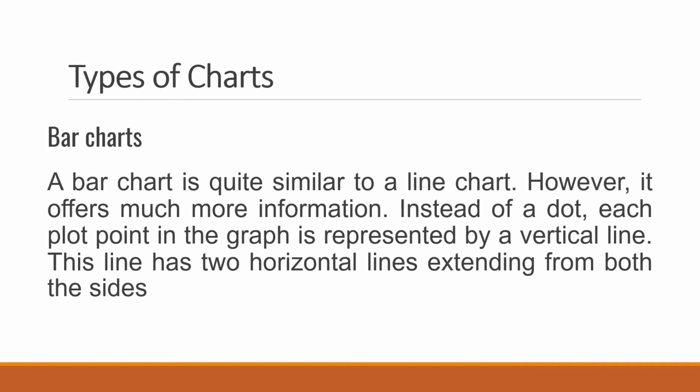Next, we have the bar chart. A bar chart is quite similar to a line chart. However, it offers much more information. Instead of a dot, each plot point in the graph is represented by a vertical line. This line has two horizontal lines extending from both sides. It is represented as follows.